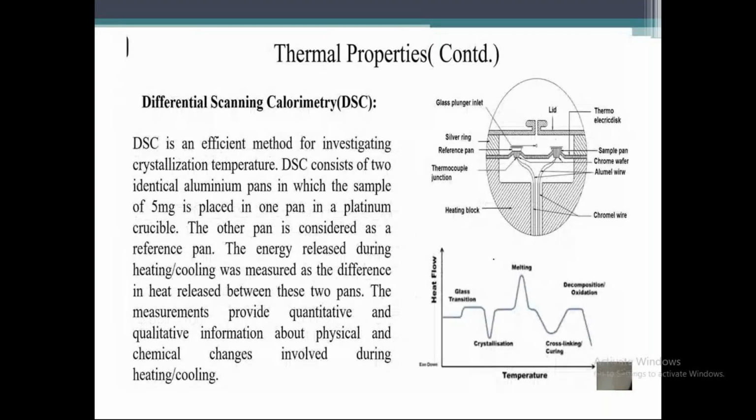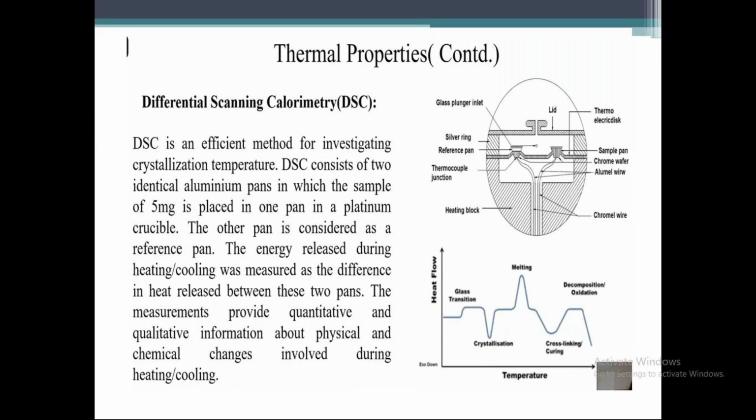Now we have to see the temperature variation, with the temperature, how the phase change will happen and how the oil will behave. For that, we have differential scanning calorimetry, or DSC, as we call it. DSC is an efficient method for investigating crystallization temperature. We know that if you change the temperature, at some point it will become crystalline. That we can check with DSC.